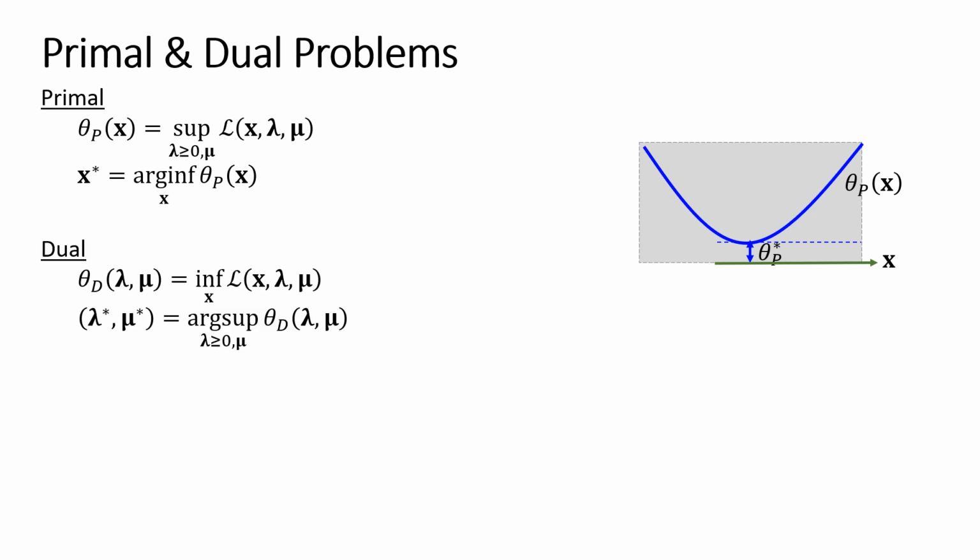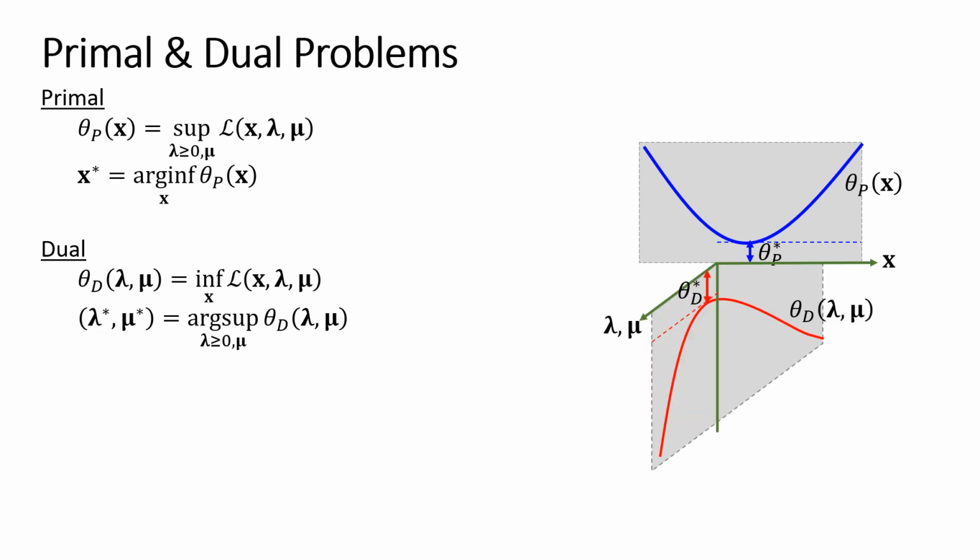Dual. The dual function theta d of lambda, mu is the infimum of the Lagrangian with respect to the primal variable x. So we are removing the primal variable x by taking the infimum with respect to it of the Lagrangian, and that gives us theta d, which is a function of only the dual variables. And the supremum or the maximum of the function theta d occurs at lambda star, mu star.